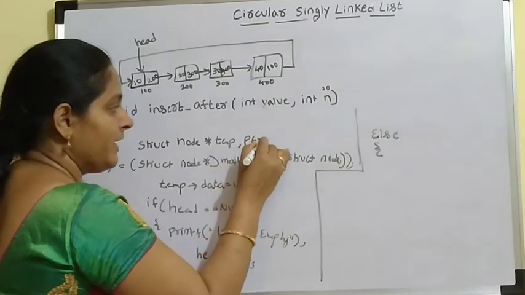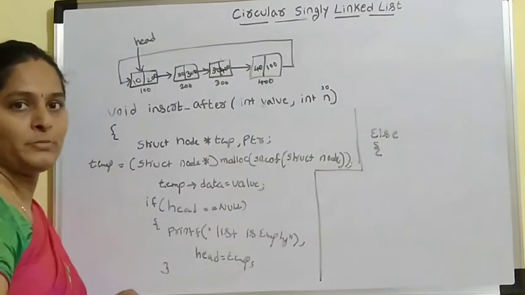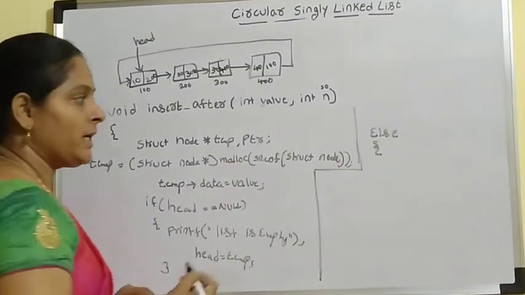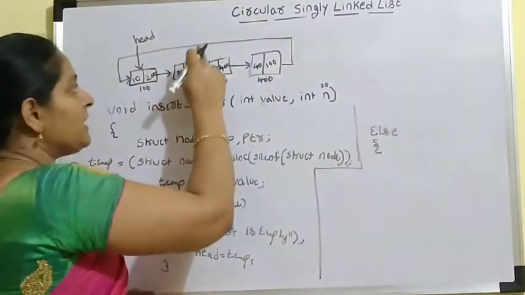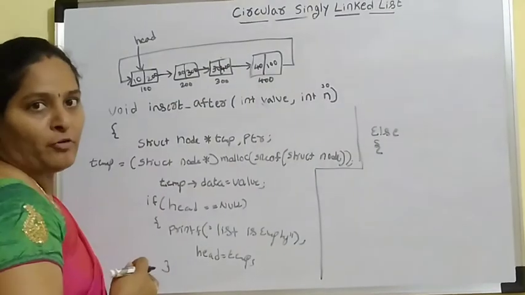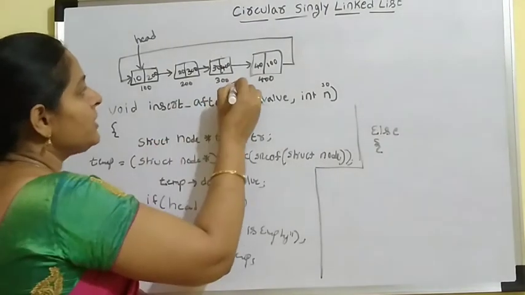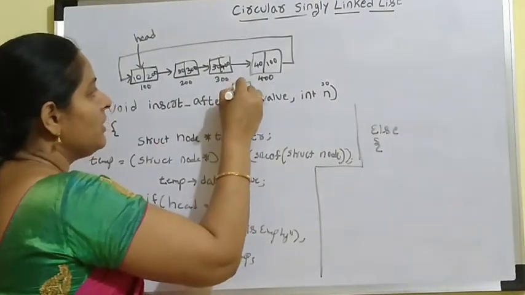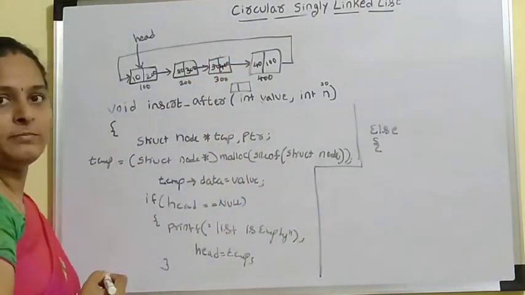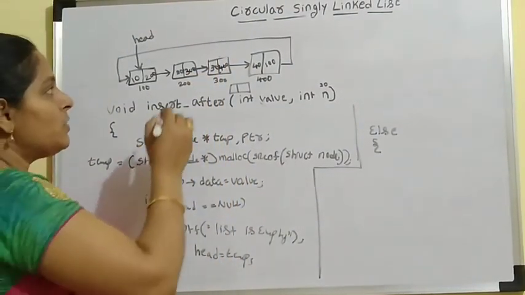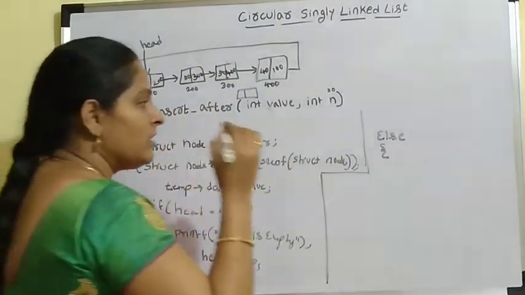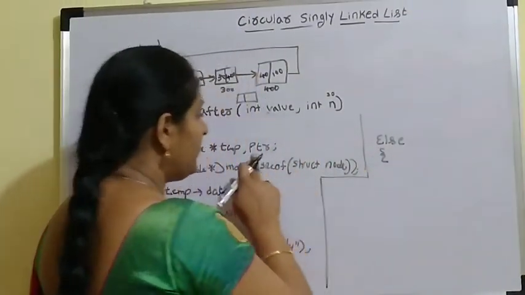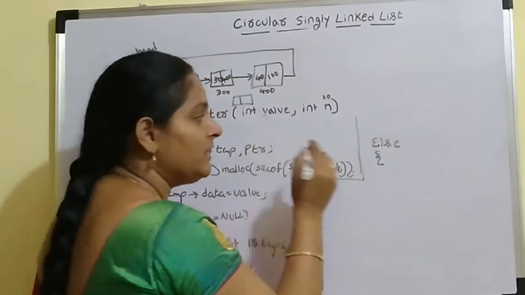We need one extra pointer. So here I am taking one extra pointer PTR. Now using that PTR, we need to traverse till the element is found. Now I want to insert a new node after the 30 element. So first of all, I need to find the 30 element in the list. So for finding the 30 element, I am taking one extra pointer PTR.